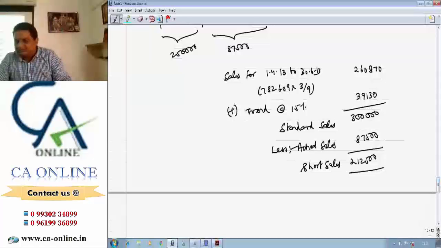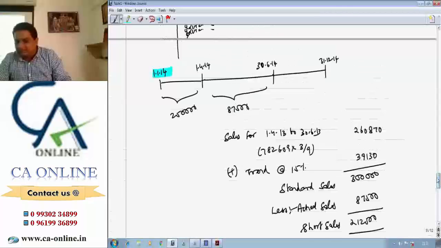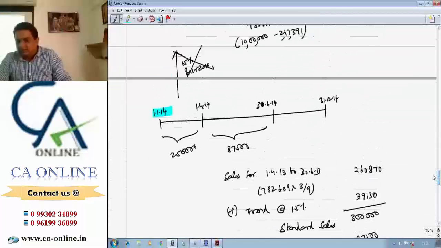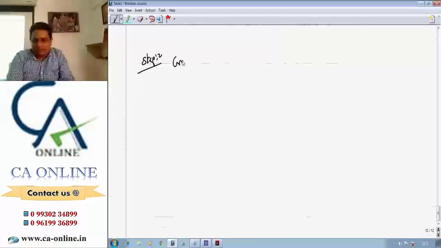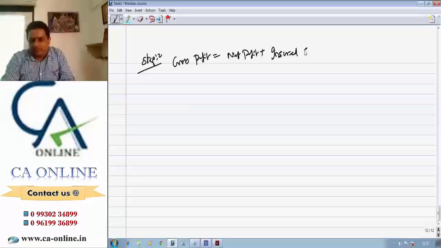Okay. What is step 2? Gross profit. Here also another problem is there. In 3 places the problem will be there. One is at step 1. Gross profit definition: it is net profit plus insured standing charges minus other income.